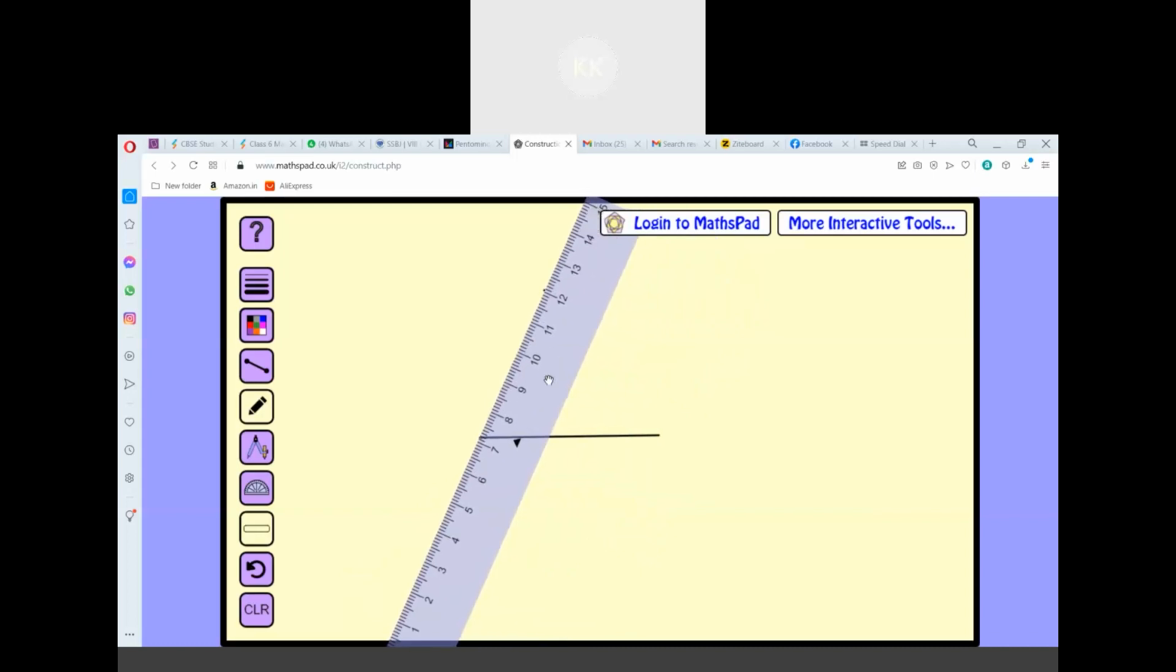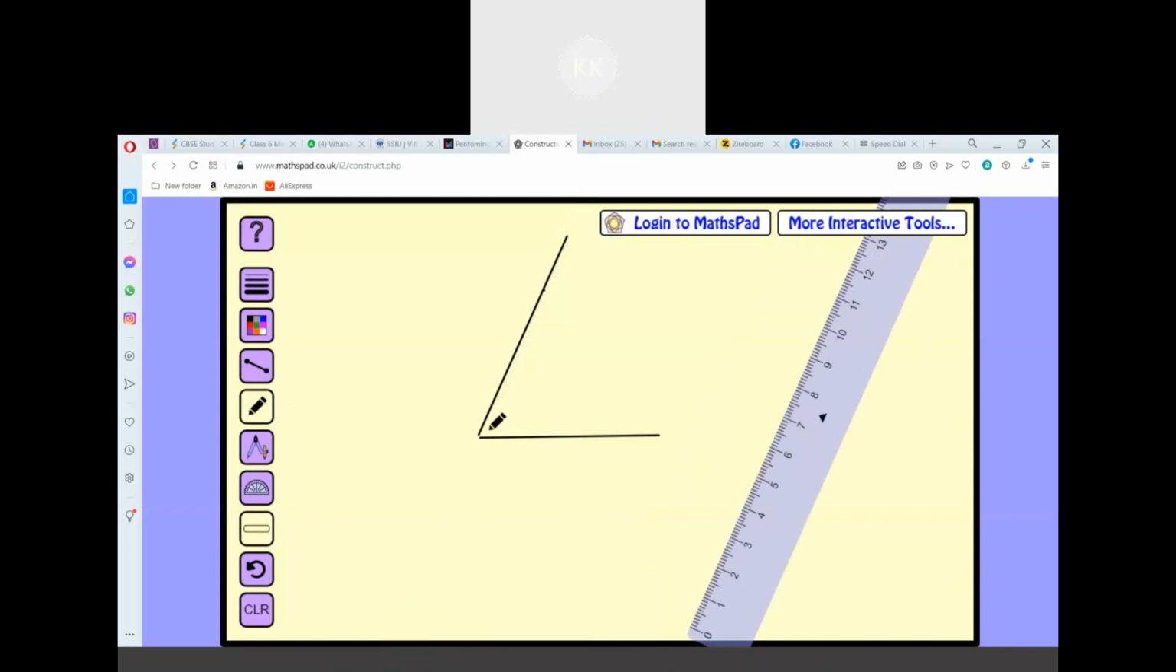Is it okay? Yes, sir. Let us join it. Now this angle formed is 65 degree. Let me name this as ray OA and ray OB. So the angle formed is angle AOB, which is 65 degrees.